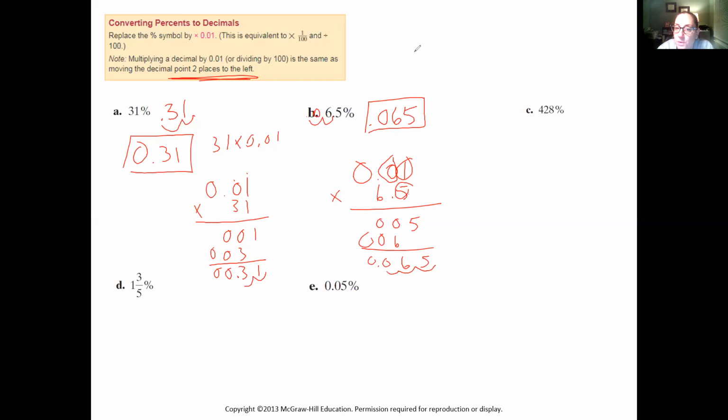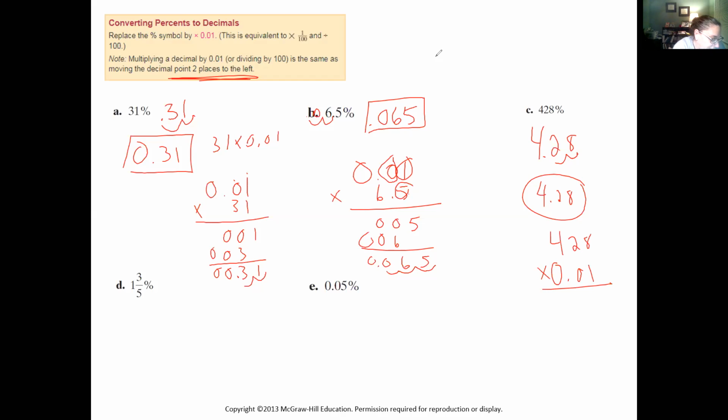All right, let's look here. 428. So for 428, our decimal's here. We're going to go 1, 2. So 4.28. And again, that's a lot easier than having to multiply 428 times 0.01. I won't even do it.